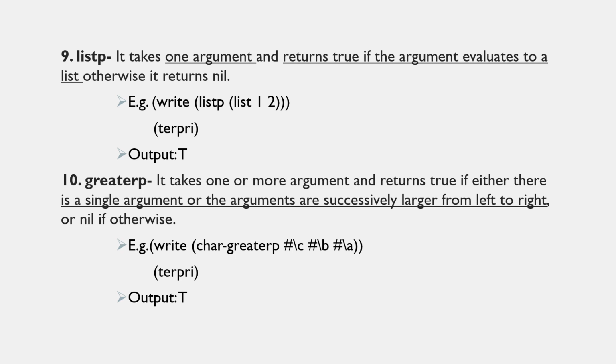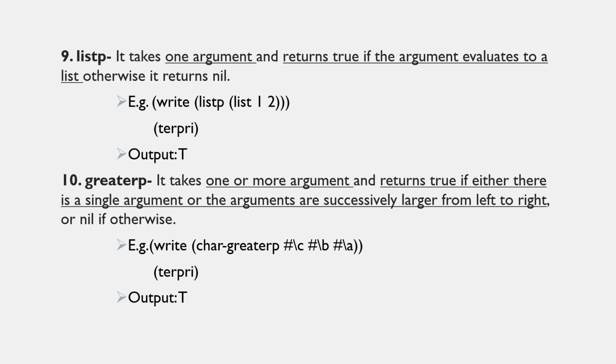So we will get a true value. Next predicate is greater p. It will take two or more arguments and return true if there is a single argument or the arguments are successively larger from left to right, or you will get a nil answer otherwise.